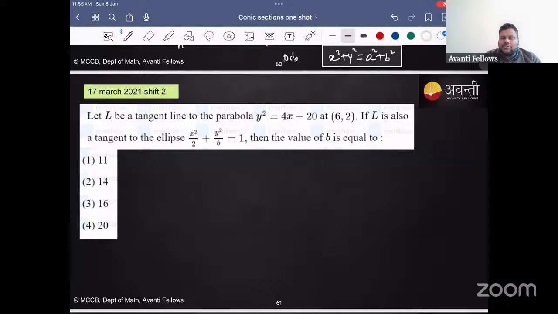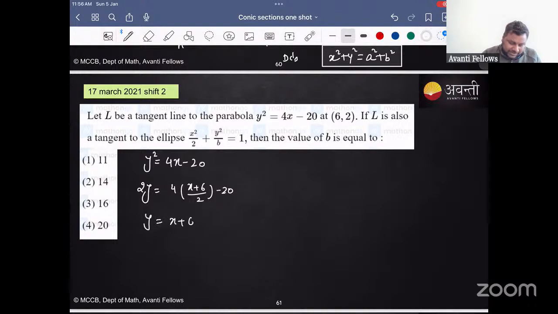All right. Now let's do it. L is the tangent line to this parabola. The parabola is y square equals to 4x minus 20. Now, tangent line at 6 comma 2. Is this parabola passing through 6 comma 2? Yes. So the equation of tangent will be y times 2 equals to 4 times (x plus 6) upon 2 minus 20. So y equals to x plus 6 minus 10. So y equals to x minus 4. This is the equation of tangent. y equals to x minus 4.